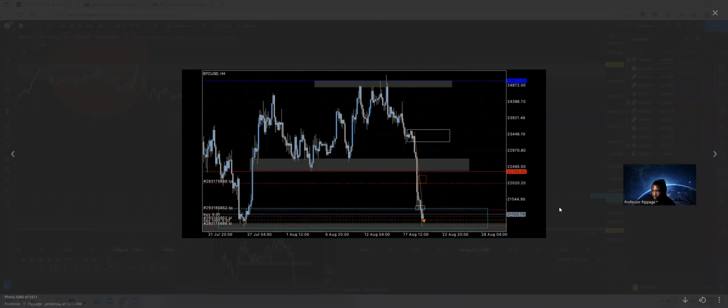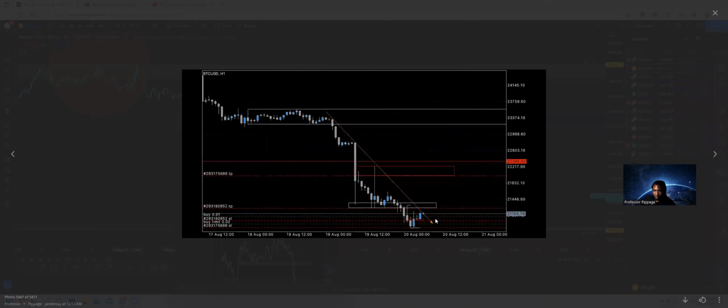Got a demand outlined in the blue. Price action got in. This is not the 21,000 entry, but just other entries that I got into. So this buy right over here, I already closed off positions. Was targeting this right up here.